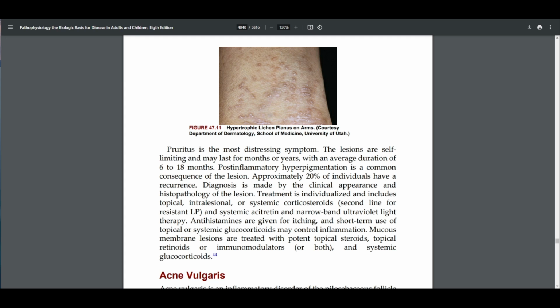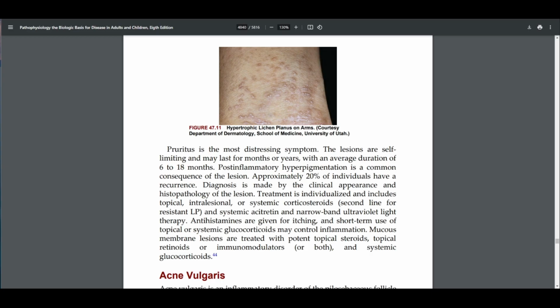Pruritus is the most distressing symptom. The lesions are self-limiting and may last for months or years, with an average duration of about 6 to 18 months. Post-inflammatory hyperpigmentation is a common consequence of the lesion. About 20% of individuals have a recurrence. Diagnosis is made by the clinical appearance and histopathology of the lesion.